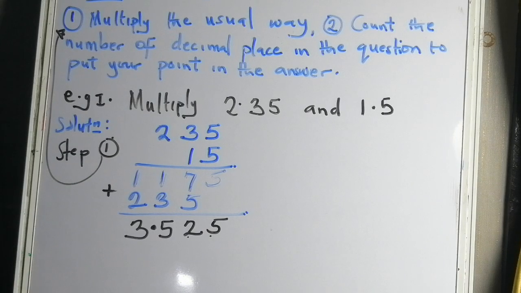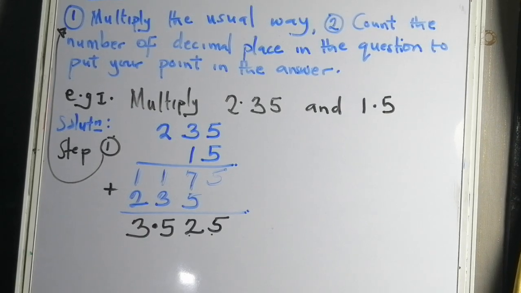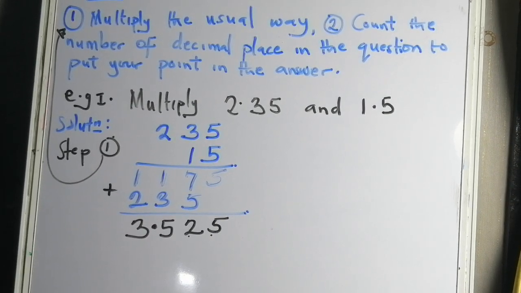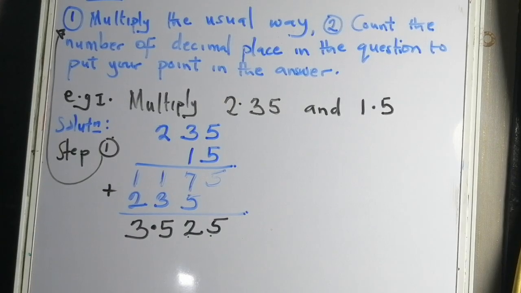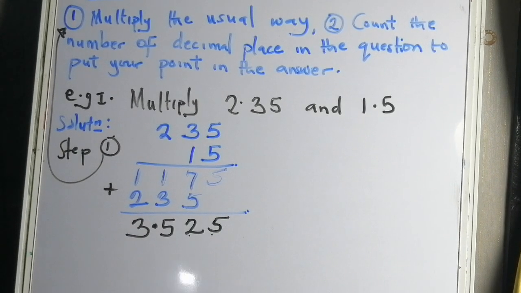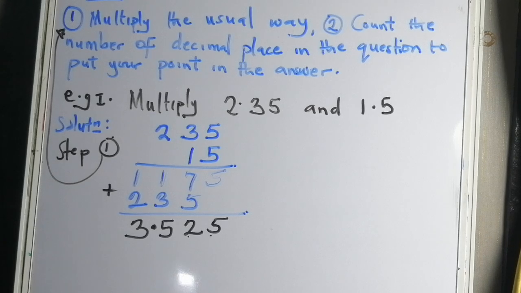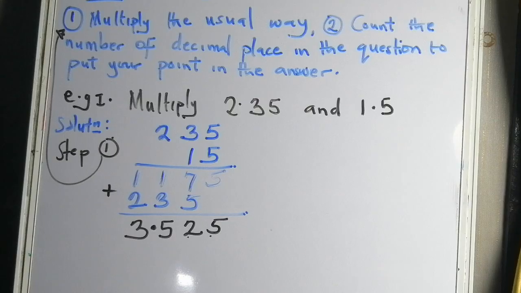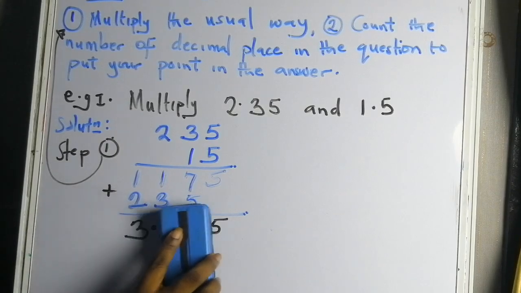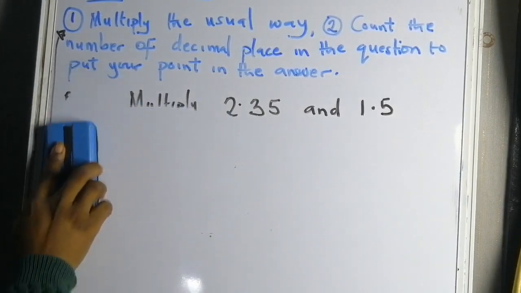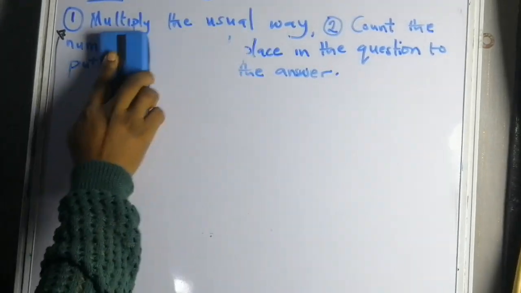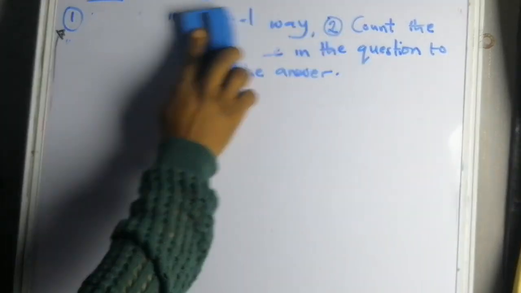So that is a brief example on multiplication of decimals, which is very simple. The next one we'll do is division of decimals, which is also simple. So let me just quickly clean up this one.